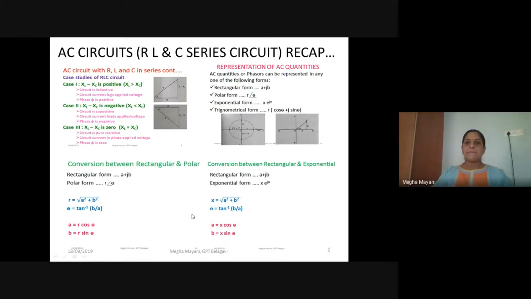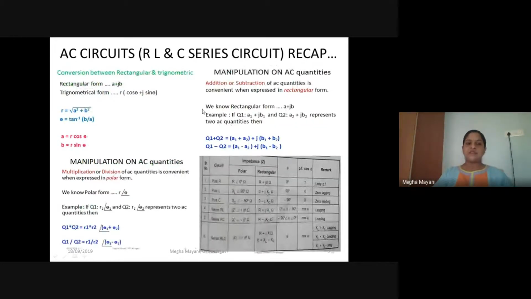Other than this, manipulation on these AC quantities, that is, when you represent in any one among these four, you can add, subtract, multiply, divide the AC quantities easily. Whenever it is a matter of addition and subtraction of AC quantities, rectangular form is more convenient. And whenever it is multiplication or division, polar form is more convenient. When we need to add or subtract, we just need to add and subtract the real terms as well as the imaginary terms. Similarly, on the other side, whenever you need to multiply two AC quantities, just multiply the magnitudes and add the phases. When it is a division, divide the magnitudes and subtract the phases.